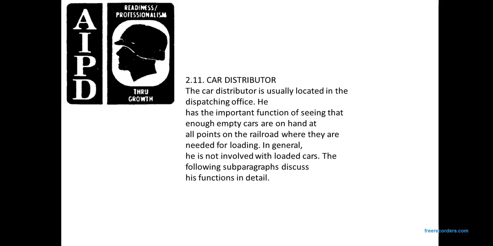211. Car distributor. The car distributor is usually located at the distribution office. His important function is to see that enough empty cars are available at all points of the railroad where the need for loading exists. The general is not involved in loaded cars. The following subparagraph discusses the function in detail.